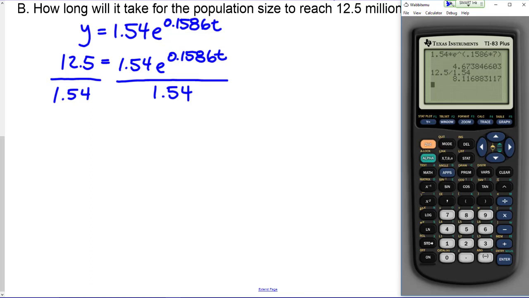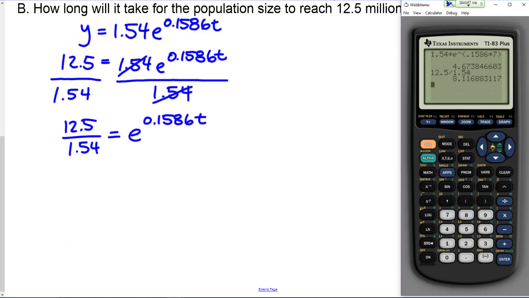But every time you round an answer, you're introducing error into your calculation. So it's a good idea to just try and prevent any sort of calculation or rounding until you're ready to get your final answer. So for instance, I'm just going to leave this part as 12.5 over 1.54. And that's now going to equal e to the 0.1586t. I know it's going to be approximately 8.12, but I just don't want to round it yet. And that's fine. We just treat it as a normal number.